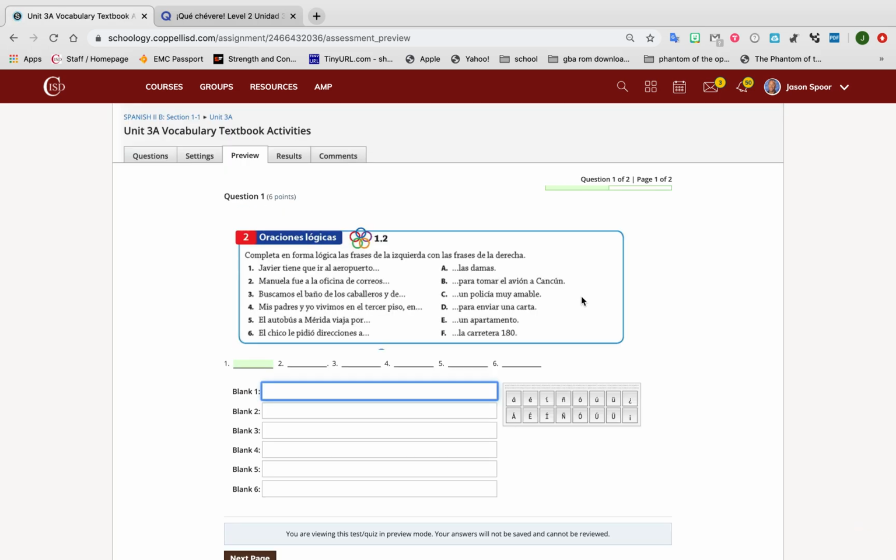This is pretty simple. So you're just going to complete these sentences logically from what's over here on the right. Okay, the first part of it's on the left, and just read it carefully. Javier tiene que ir al aeropuerto. Javier has to go to the airport. Well, las damas is ladies. That doesn't make sense. Para tomar el avión a Cancún.